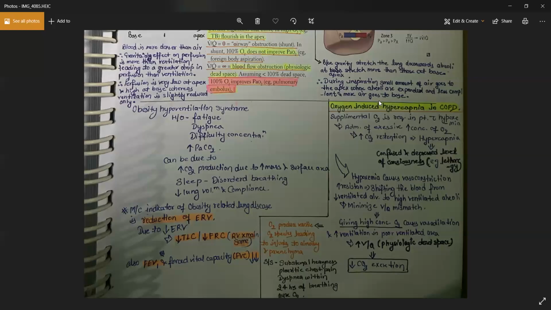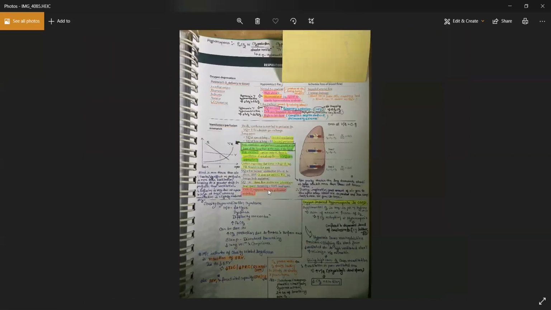So that was the important thing. Please remember. Any doubt in this case? So that was about the oxygen-induced hypercapnia in COPD. Any doubt anywhere on this page?